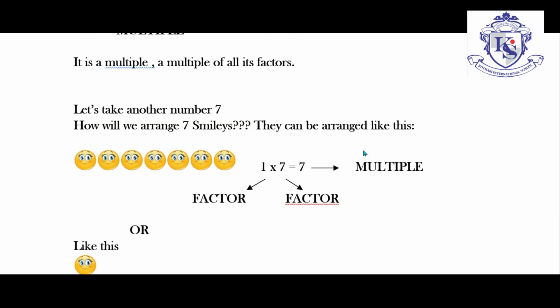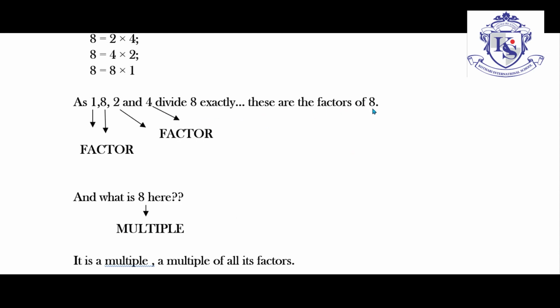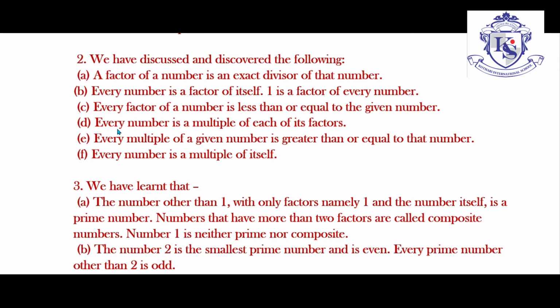Let's go back to the factors. Here we were taking factors of 8. You can see that 8 is divided by each of its factors. Every factor of a number is less than or equal to the given number. Every number is a multiple of its factors. Every number is a multiple means 8 is a multiple of each of its factors. Every multiple of a given number is greater than or equal to that number. And every number is a multiple of itself.